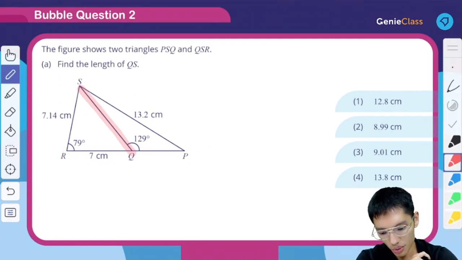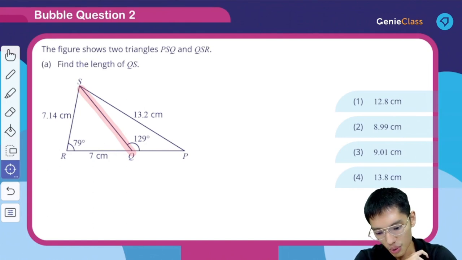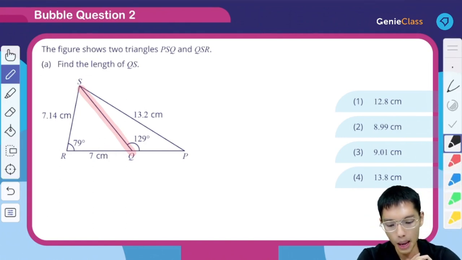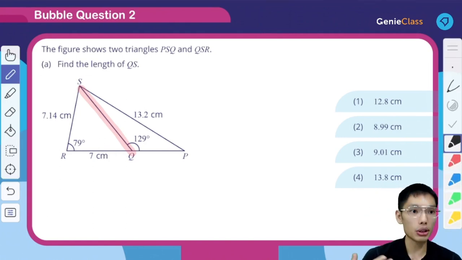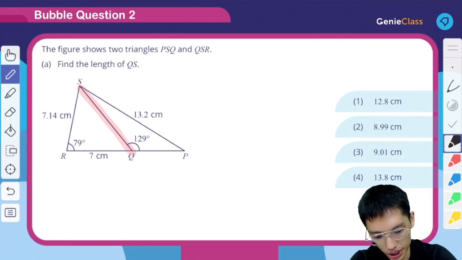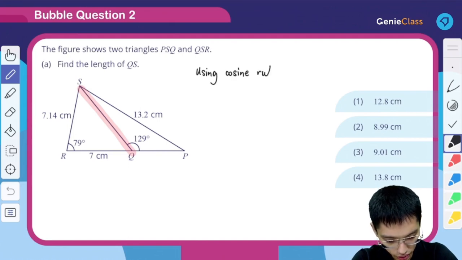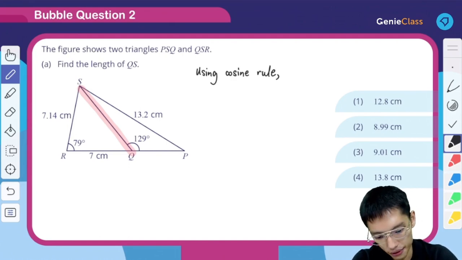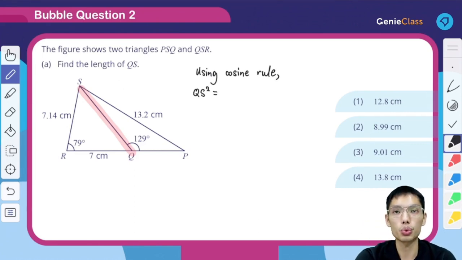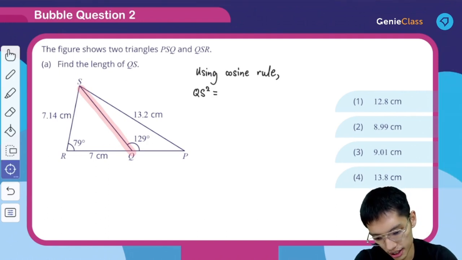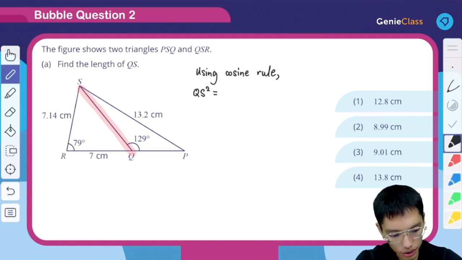In this case, since we cannot assume this is a straight line, the only way is to work out this triangle first, which is in this case, your cosine rule. Because I have the side that I want to find, remember? So using cosine rule, I have QS square equals to the 2 sides and my included angle. So just work it out.